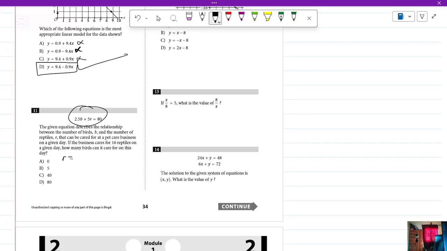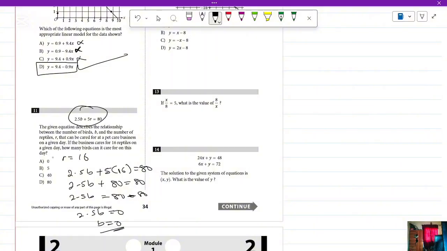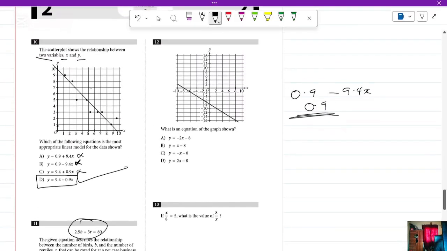So the R here is 16, so that will be 2.5b plus 5 in bracket of 16, which is 80. So 2.5b plus 80 is equal to 80. 2.5b is equal to 80 minus 80, that is 2.5b is equal to 0. Then your b is 0. So that means A is your answer. Now they said number 12, what is the equation of the graph shown above?